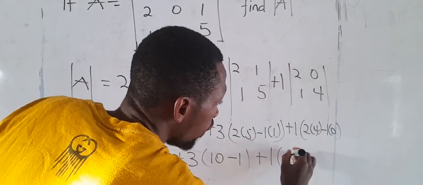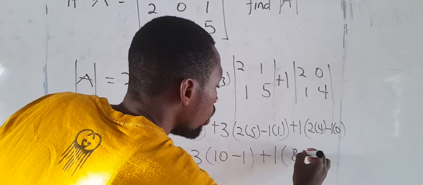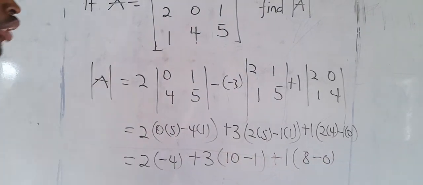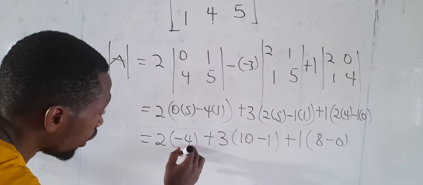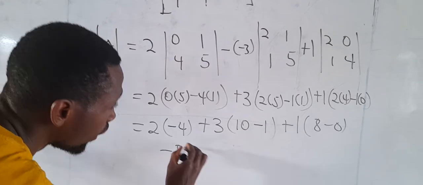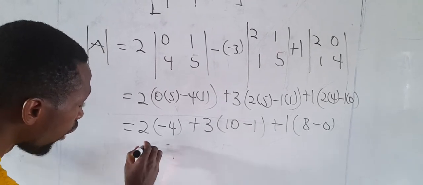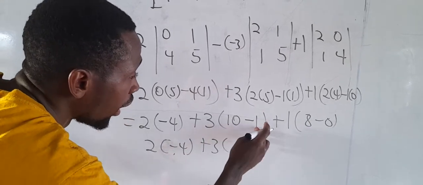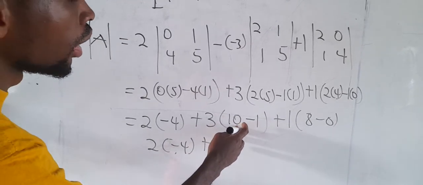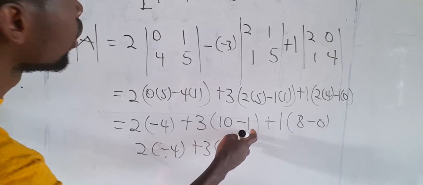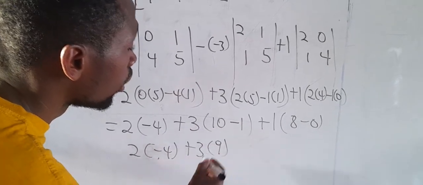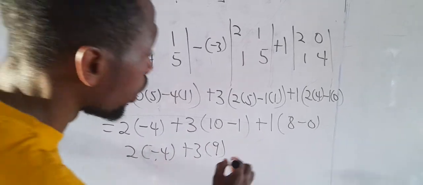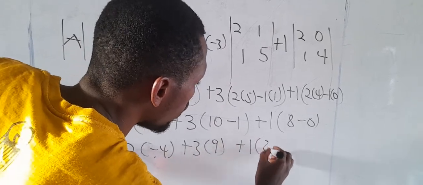2 times 4 is 8. Then 1 times 0 is 0. It doesn't have any effect on it. So this multiply this will get 8. Okay, let's try to simplify first. 2 times minus 4. Plus 3 times, 10 minus 1 will be 9. Then plus 1 times 8.